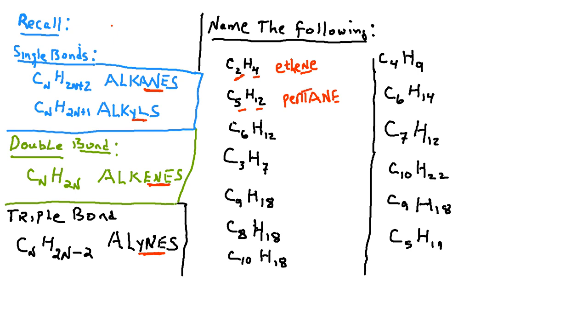Okay, here we have 6 n and 12, 2n. So this is again an ene, E-N-E, and 6, the prefix is hex, so this is hexene. Okay, all right. Here we have odd, so remember, odd is always yl. Odd is yl. 2n plus 1 is always an odd number. Don't forget that. All right, so we know this has an ending yl. Okay, 3, prop, so this is propyl.